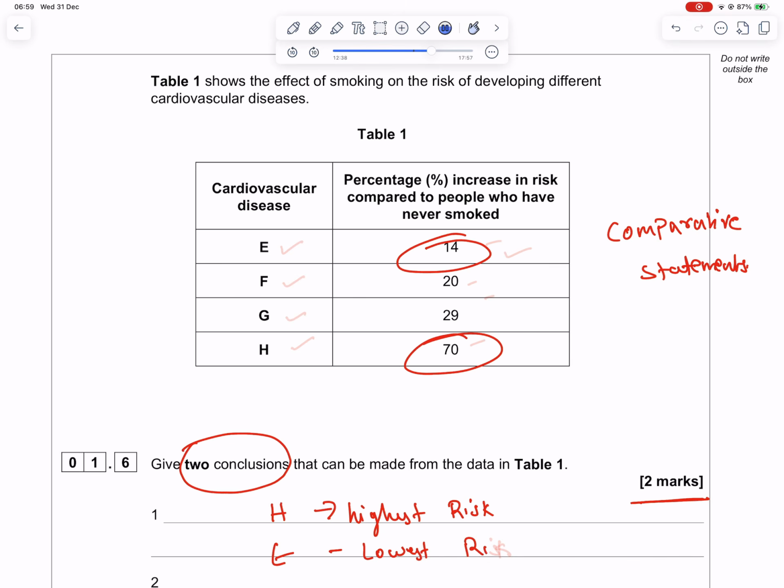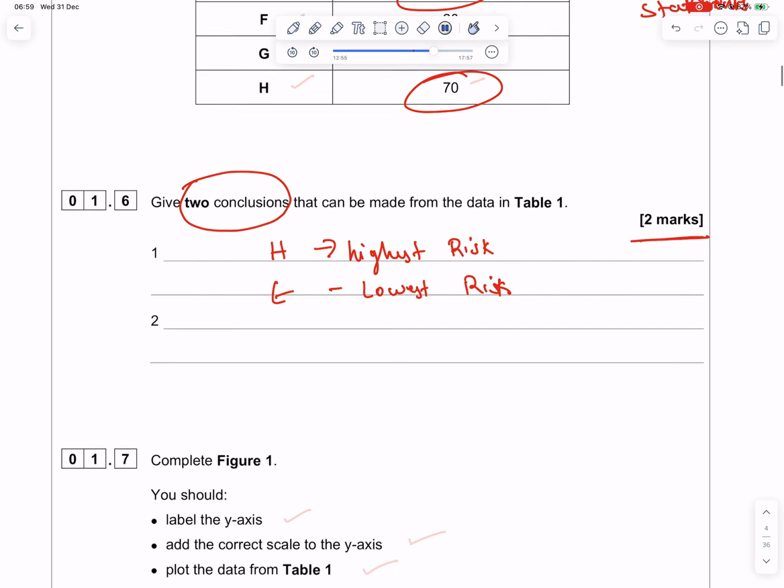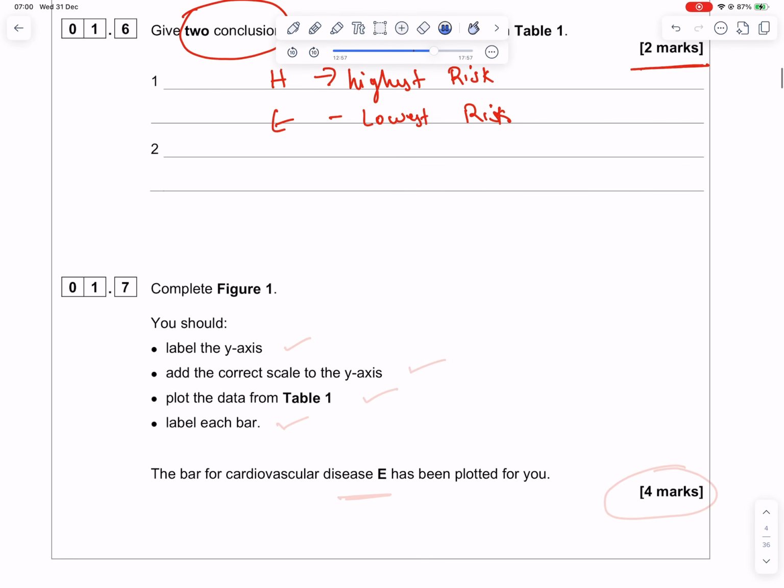And we can also mention that, as you can see, it is increasing risk for all the diseases. So smoking is a risk factor, and it is increasing the risk of disease for all cardiovascular diseases. Well done. Now let's move on to question 1.7.